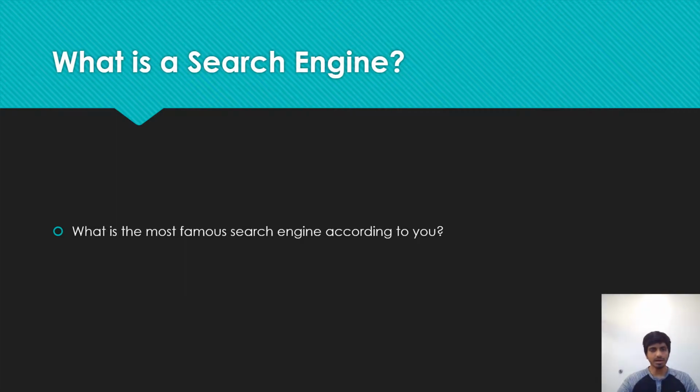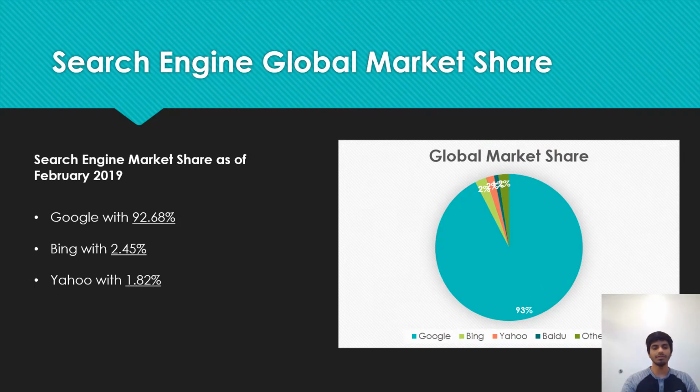So, it looks like there are a few search engines out there in the market. Let's see which is the famous one. There is no big surprise here. Google leads the global market share with almost 92%, and there's Bing with 2.45%, and Yahoo at the end with 1.82%. There used to be a time when Yahoo was the leader, but Google, with their optimization and their value addition process, was able to reach the top and retain their position.